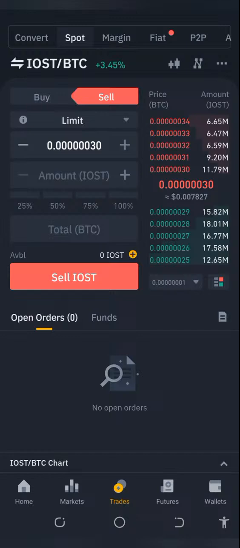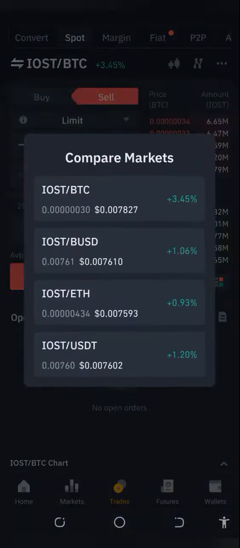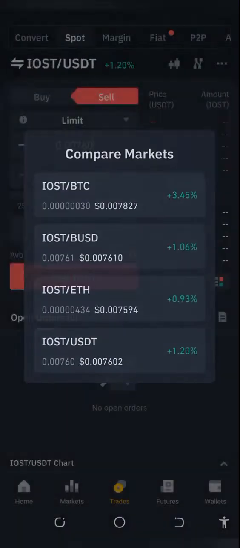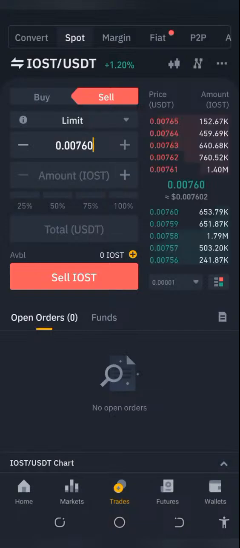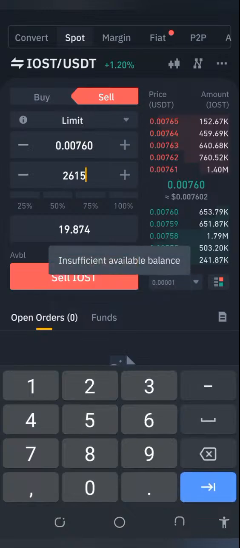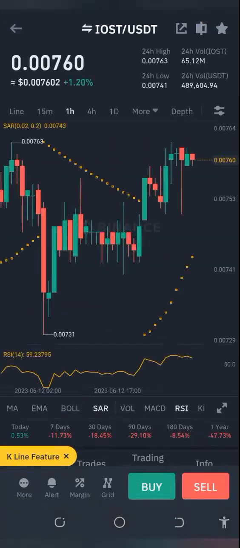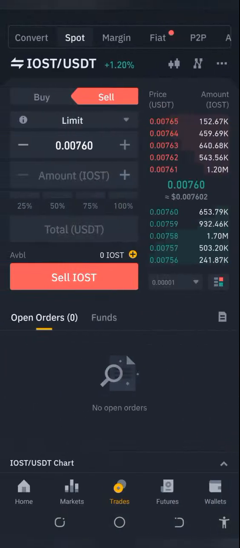If I go to IOST, let's check IOST USDT. If I check IOST USDT and then I put in the 2615, you can see this is at 18.87. This is going to be my option too, right? If I keep on checking it and it goes up, then I'll make profit. So either way, I'm still cool. Okay. Do you understand this now? So it's still doable. So let's go ahead and try this out.